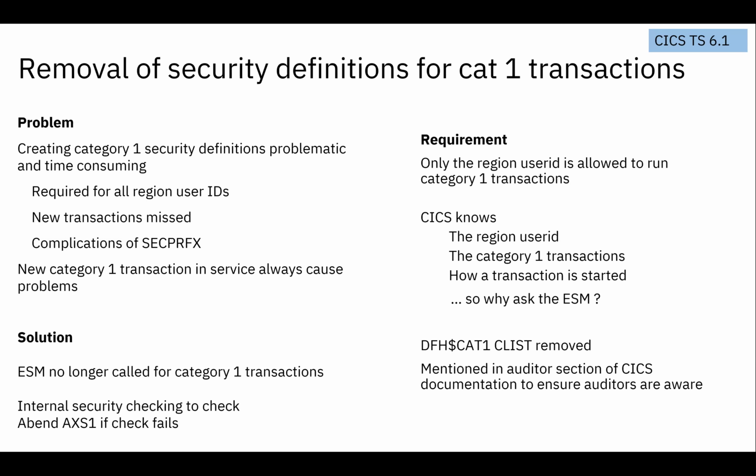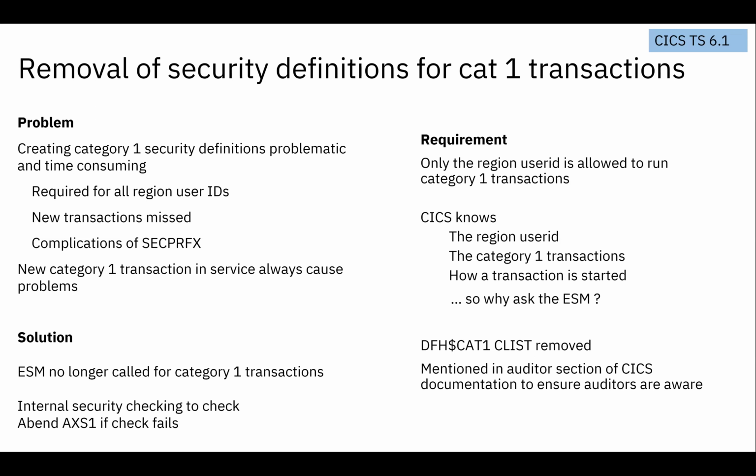But going back, what was the actual requirement? Well, the requirement was that only the region is supposed to run a Cat1 transaction. Well, the thing is, we know what the region is because we're running it. We know what our ID is. We know what the list of category 1 transactions is. We've defined them. We know how the transaction started, i.e. it was started by CICS rather than on a terminal. So why on earth are we asking the security manager, whichever security manager, are we allowed to run part of our code? It was just nonsense.